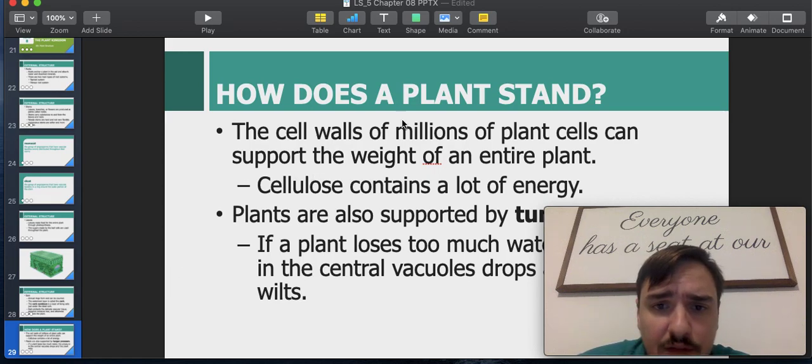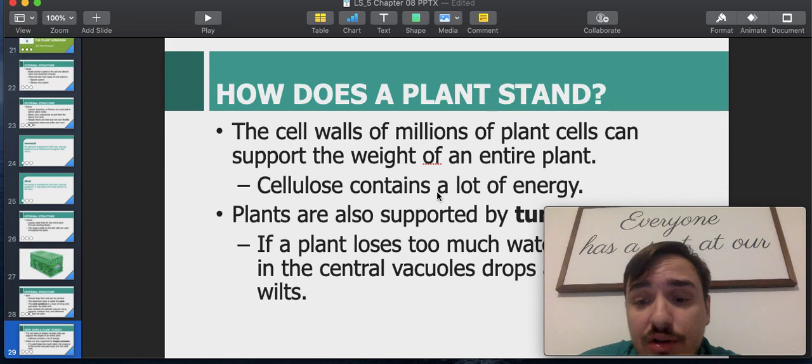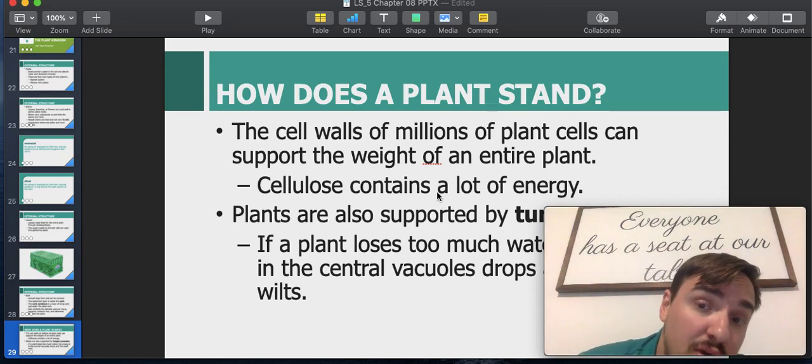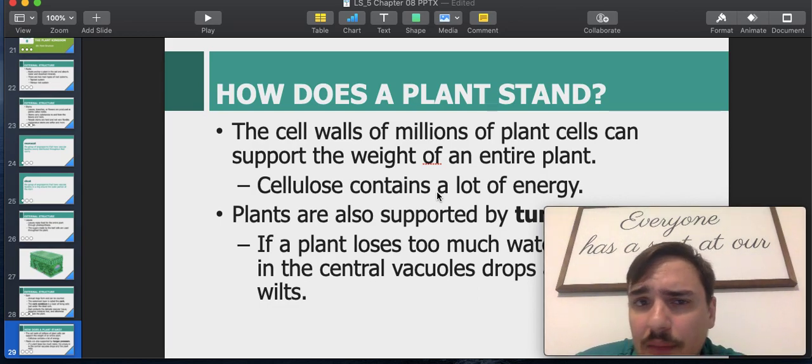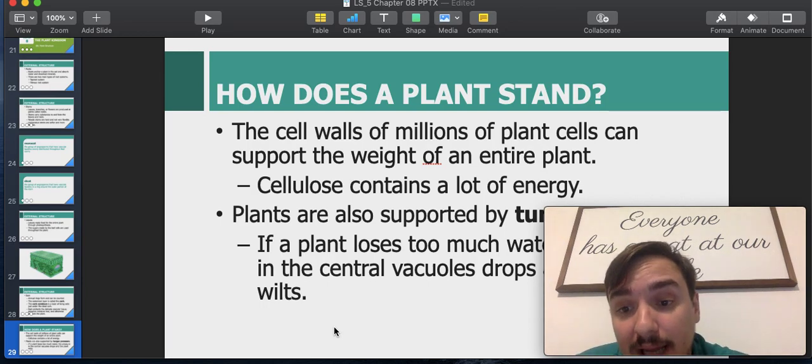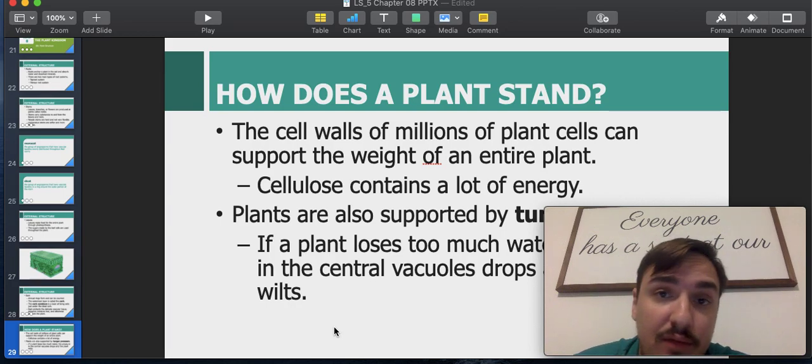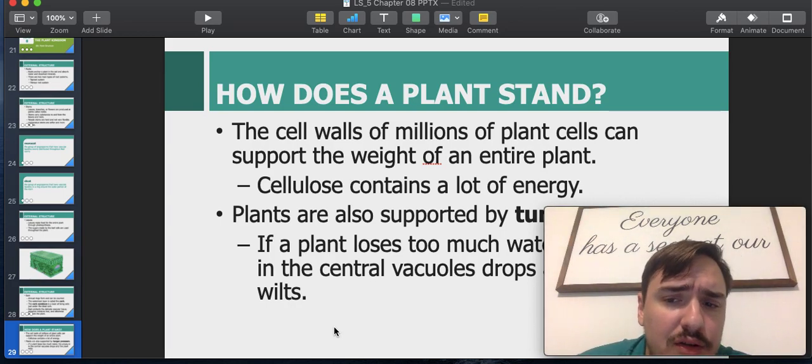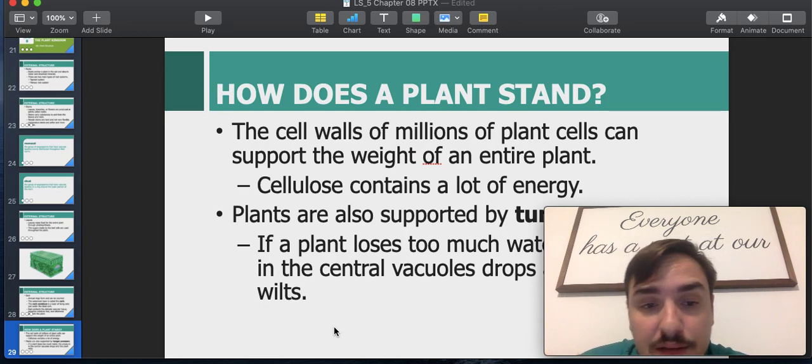Cell walls of millions of plant cells support the weight. Cellulose contains a lot of energy. Okay, so cellulose is the molecule that makes up the structure of the plant. But remember, anything that ends in -ose stands for sugar. So cellulose is actually also a sugar molecule, so it stores a lot of nutrients inside of it. So when an animal eats a plant, it gets the glucose from whatever the leaves produced, but cellulose is also a good source of energy because it's a sugar molecule.